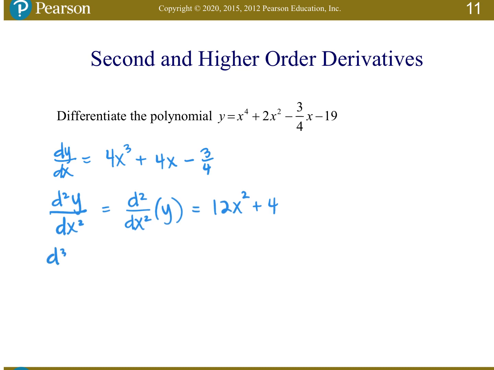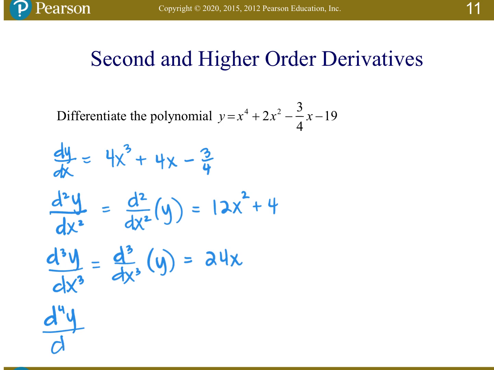Third derivative with respect to x. In other words, the derivative with respect to x of the original y function. So that would be 24x. And then we can go as far as taking the fourth derivative, which would be 24. And then we run out of steam, and the fifth derivative and all following derivatives after that would be 0. And so we've evaluated all possible derivatives and all possible orders of derivatives.